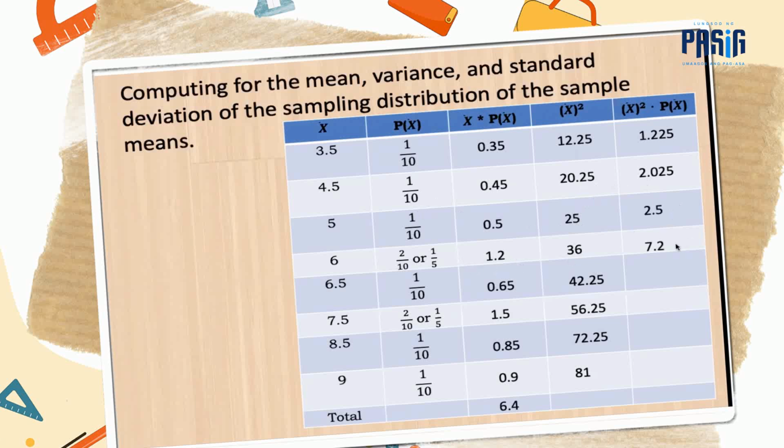36 times 1/5 is 7.2. 42.25 times 1/10 is 4.225. 56.25 times 1/5, 11.25. 72.25 times 1/10 is 7.225. 81 times 1/10 is 8.1. Adding all of this, the answer is 43.75. So the mean is the sum of x times P of X, 6.4.